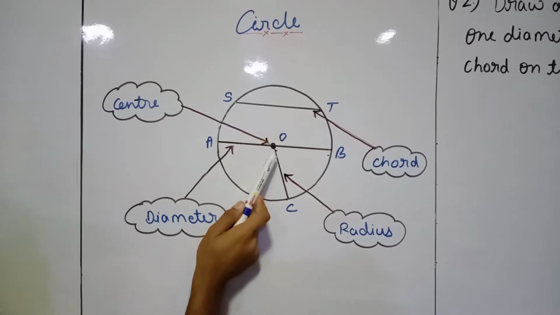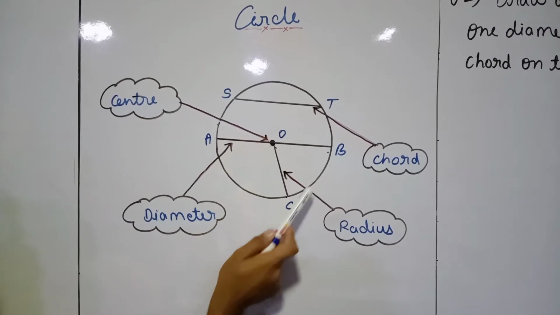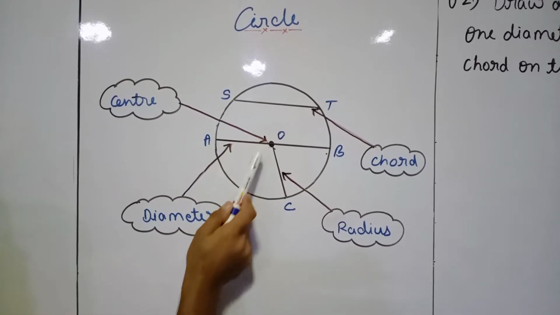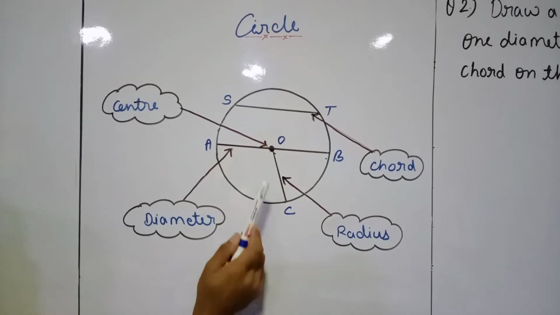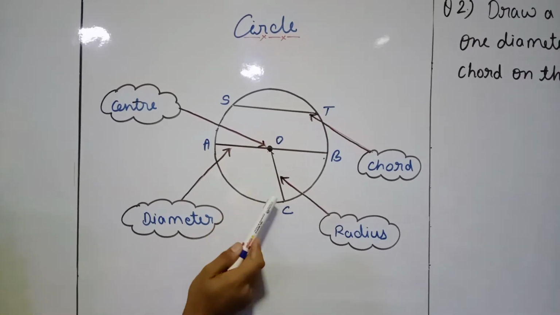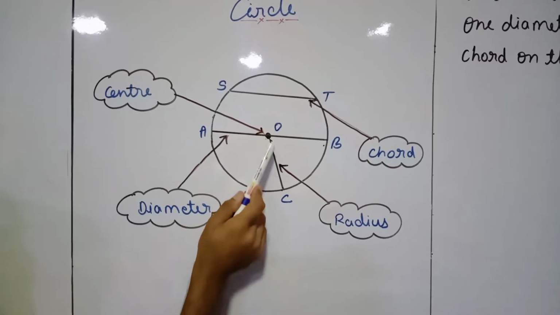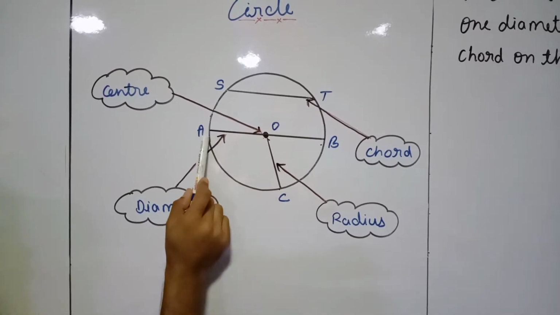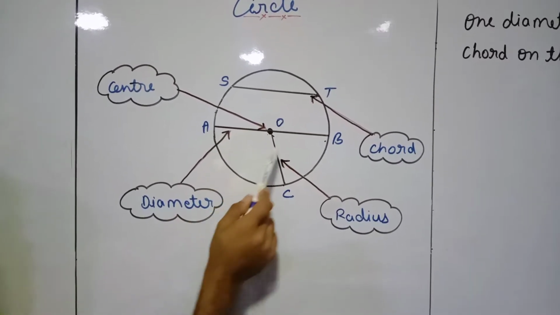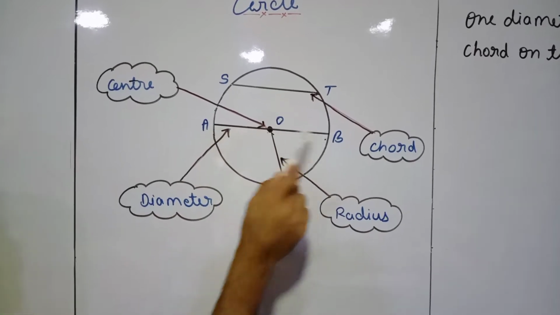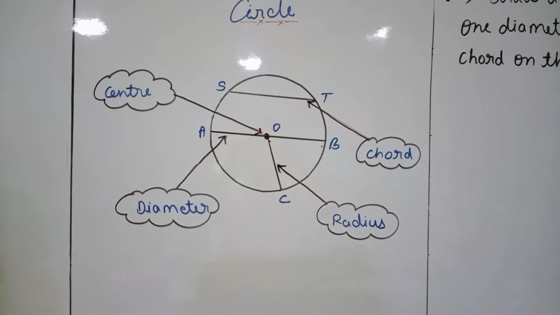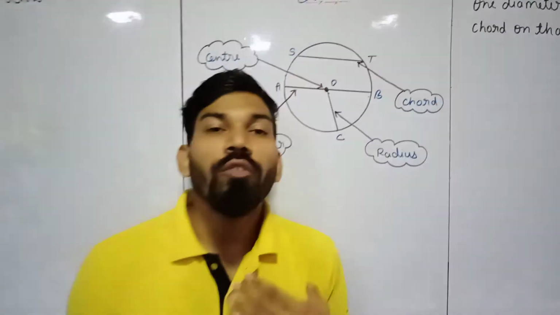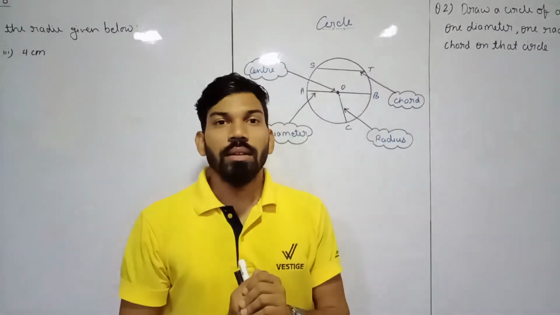Next, if any 1 point on the circle is joined with the center, that is called radius. So we can see over here we have the three radii OC, OB, OA, because all three are joining one point on the circle with the center of the circle. This way we learned the various parts of the circle.